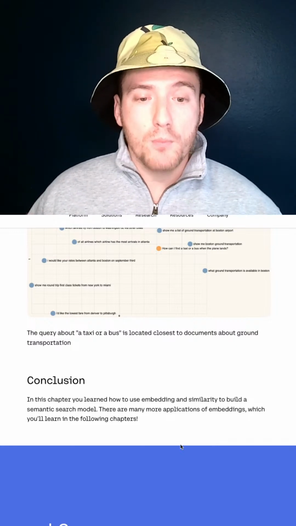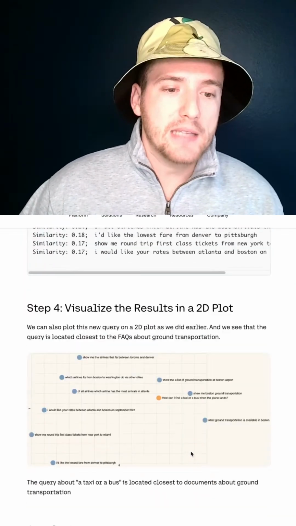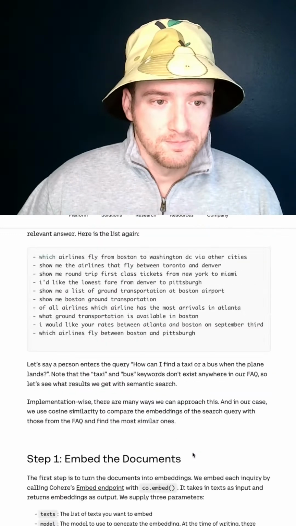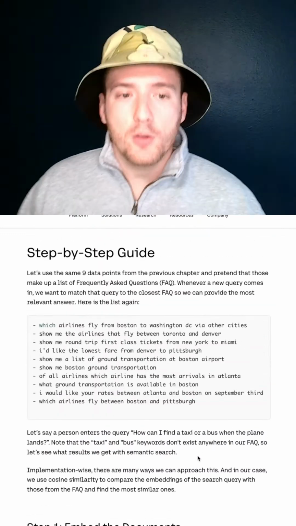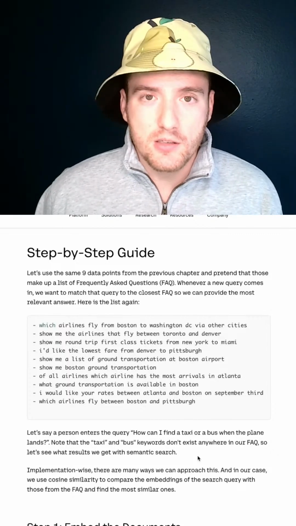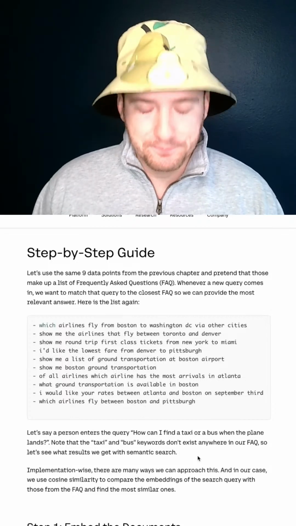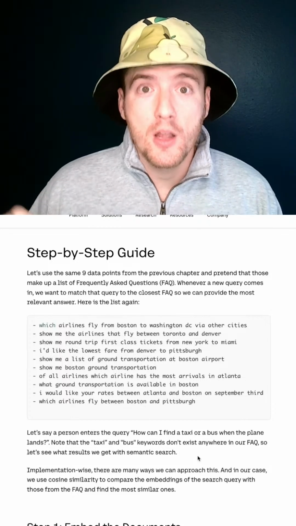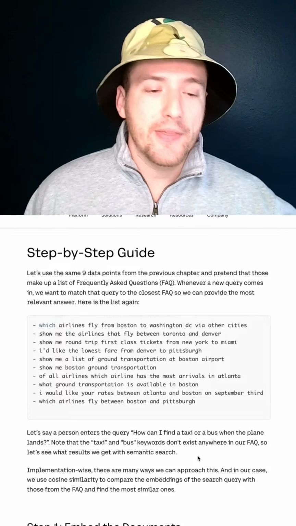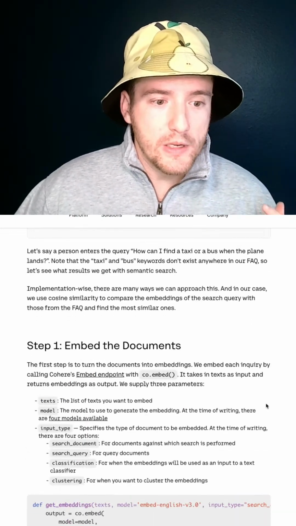There are many more applications of embeddings, which we're going to learn in following chapters. But the biggest takeaway here is that we can take a document, right, that is a standalone document, these FAQs that basically act as a database of answers that we have. We're going to embed everything in that document. We then take a user query, we embed the query itself, and then we tell the model to use this function of get similarity.